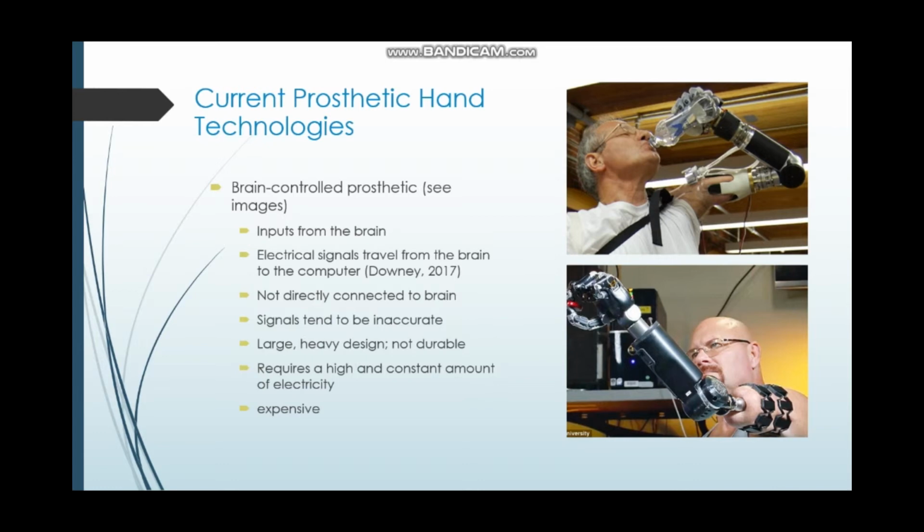There are many problems with brain-controlled prosthetics that are currently available, and the most important flaw is that the prosthetic is not directly connected to the brain. Since it is not directly connected, the signals the computer receives tend to be inaccurate. Aside from that issue, the design is large and heavy, and since it is mainly composed of electronics, it is not very durable. Water can easily damage and destroy the prosthetic, and these prosthetics are unsurprisingly very expensive. Along with the design and structure, this prosthetic unit also needs a large and constant amount of electricity to operate.